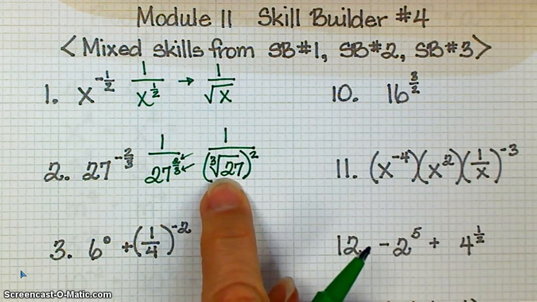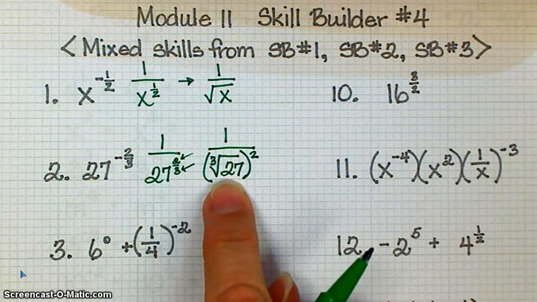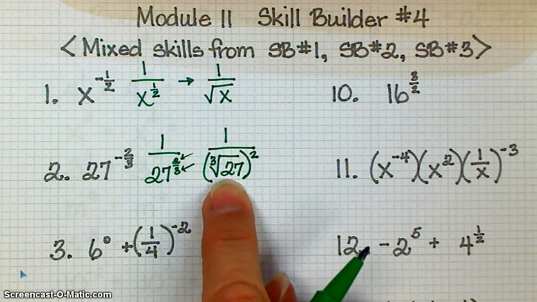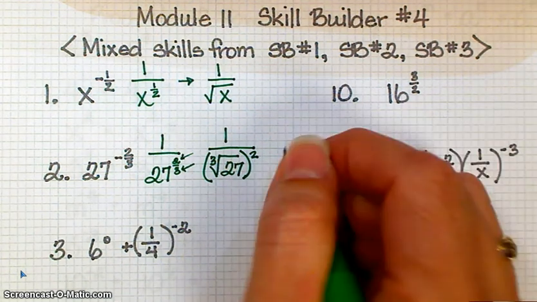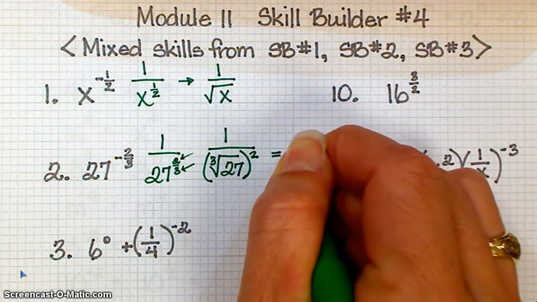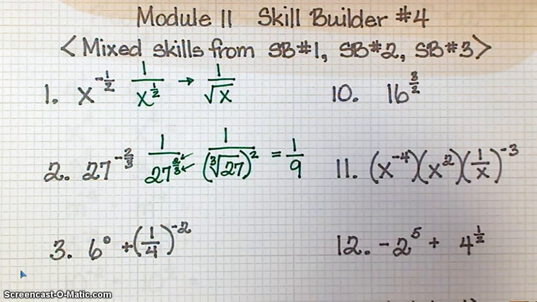Well, the cube root of 27, meaning what thing multiplied by itself 3 times gives you 27. So the cube root of 27 is 3, because 3 times 3 times 3 is 27. All right, so the cube root of 27 is 3, and 3 squared is 9. So your final answer is 1 over 9.